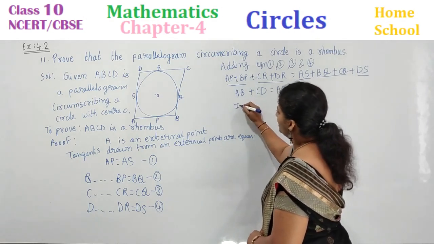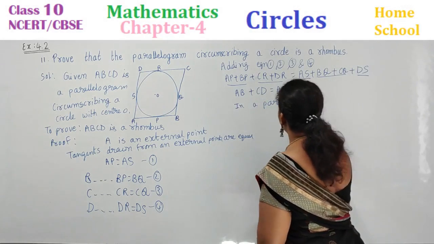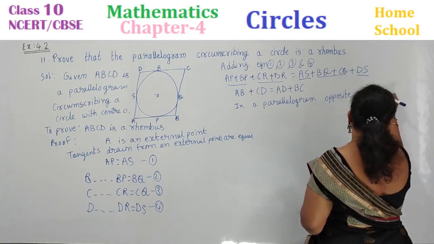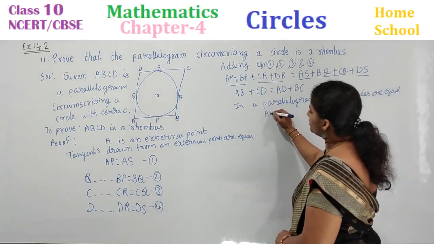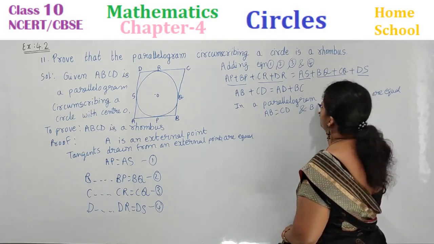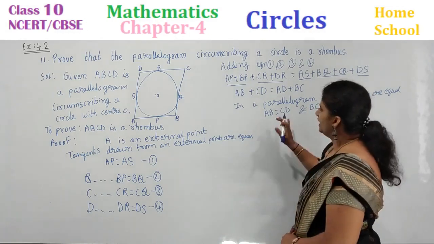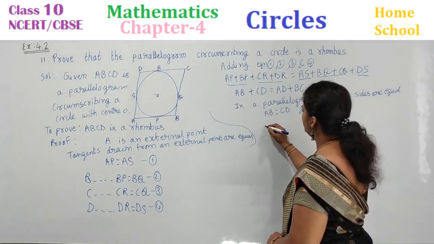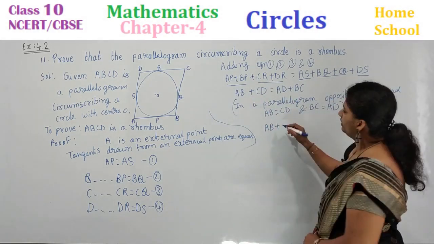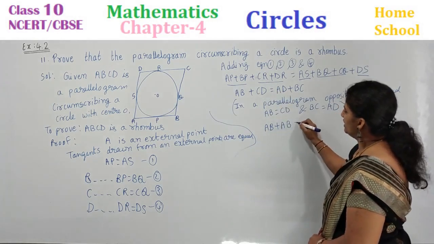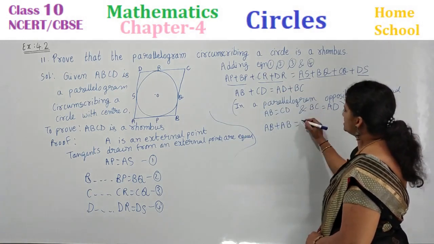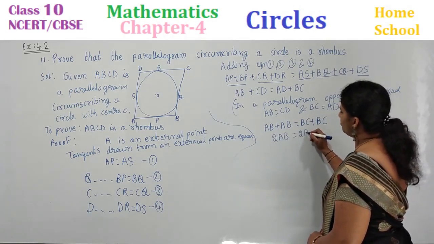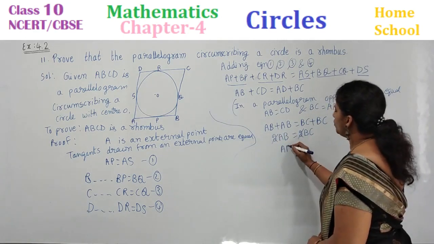That means I know that in a parallelogram, opposite sides are parallel and they are equal. What are equal, children? AB is equal to CD and BC is equal to DA, or AD. Now substitute this anywhere. CD equal to AB, or AB equal to CD, any one you can equate. Now AB plus, instead of CD I am writing AB, is equal to, instead of AD I will substitute BC, BC plus BC. Now it will be AB plus AB which is 2AB, BC plus BC will be 2BC. 2 cancel. AB equal to BC.